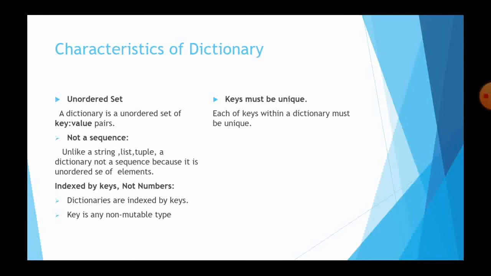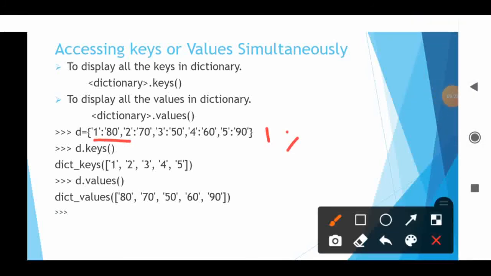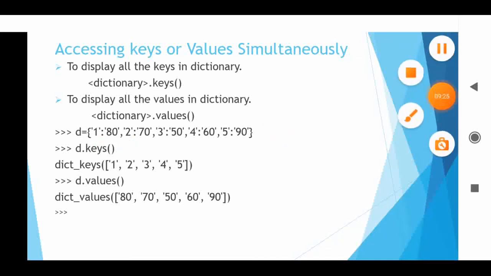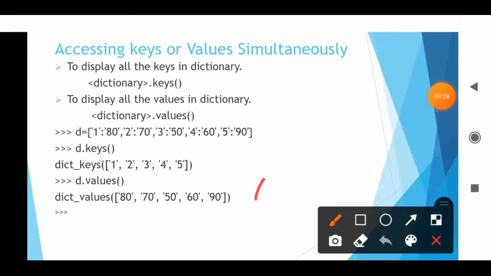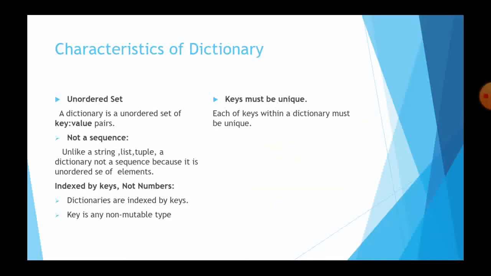For example, you have created the key 1 already, and again you are creating it. For example, C is a dictionary and you are creating the values 1, 10, 1, 20. See, keys must be unique. You should not create like this. If you create like this, it will display an error message. So these are all the characteristics of a dictionary.